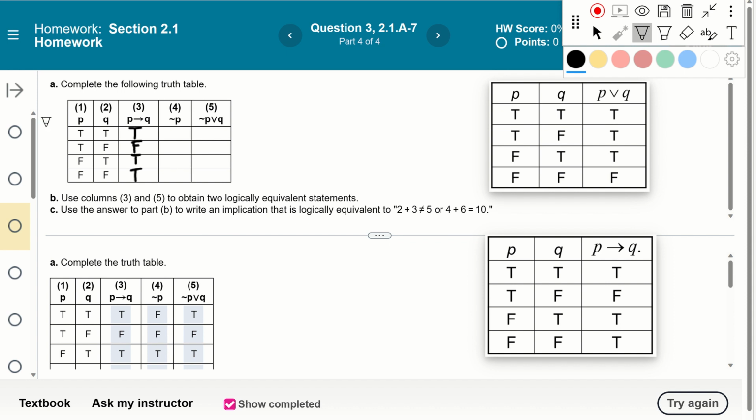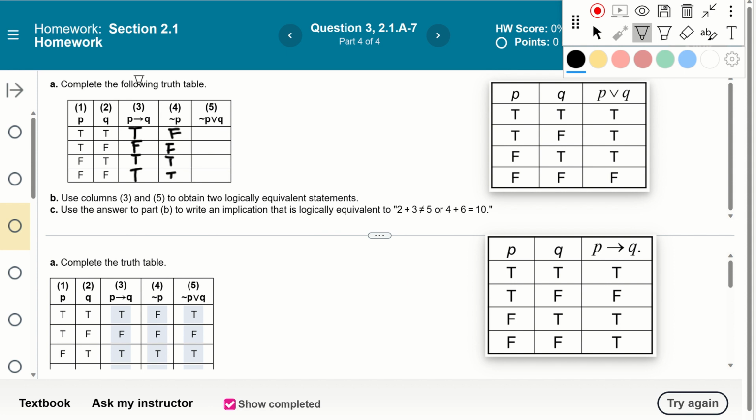Now, the negation of P: wherever you see P, use the opposite value here. So if it's true, not P is going to be false. And if it's true again, it's going to be false. And in these two spots, it's false, so its opposite is going to be true.